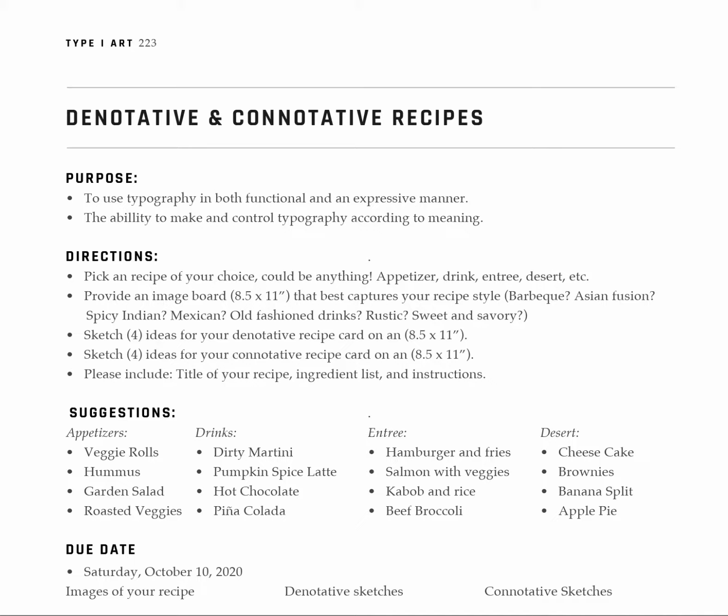What I would like to see are 4 ideas sketched for your denotative recipe card on an 8.5 by 11. I also want to see 4 different ideas sketched for your connotative recipe card. And I will show you examples of what I mean. And here are some suggestions of recipes in case you're not really thinking of any off the top of your head. I created a small list for you for appetizers, drinks, entrees, and dessert. And the due date for this is October 10th, which is next Saturday.